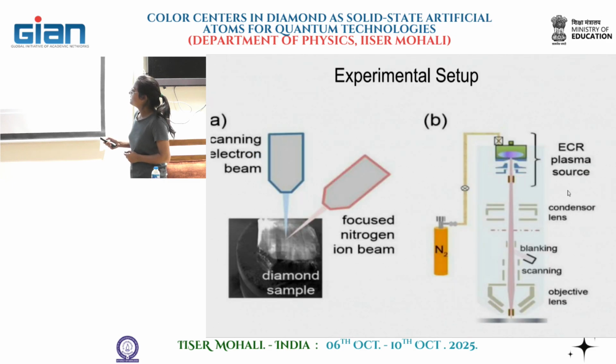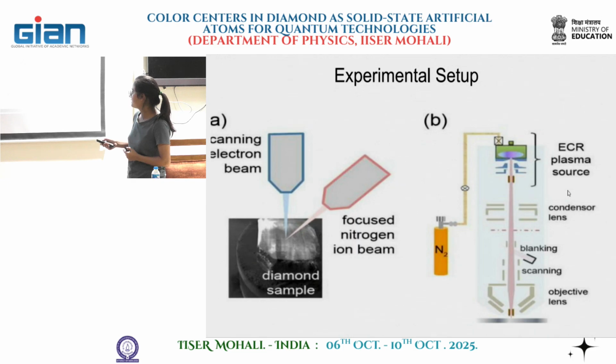So this is the experimental setup for the FIB technology. Here we have this diamond sample, and on this diamond sample we have a two-beam configuration. This one is the focused nitrogen ion beam, where we are bombarding nitrogen atoms on this sample to generate the NV center. The other one is to visualize and image the sample and guide the fine positioning, to check where the beam is working. This is the scanning electron beam.